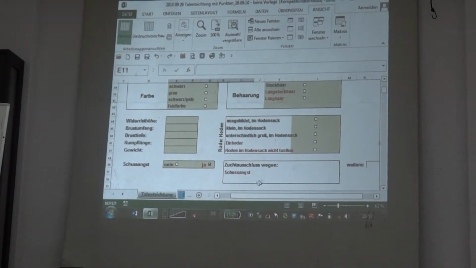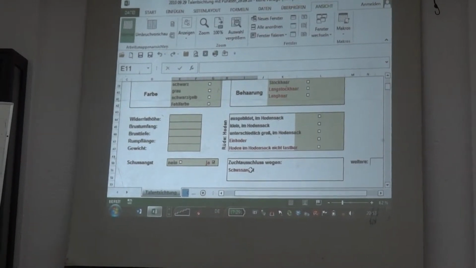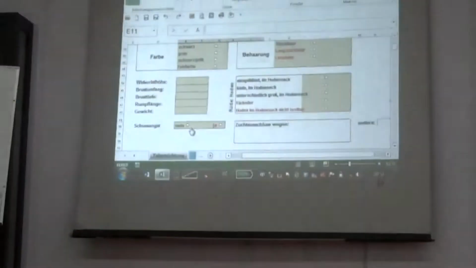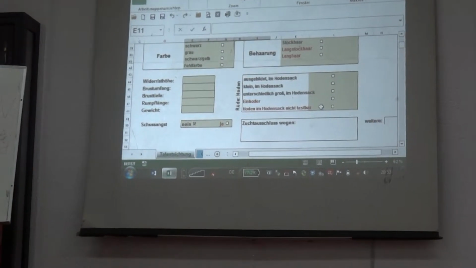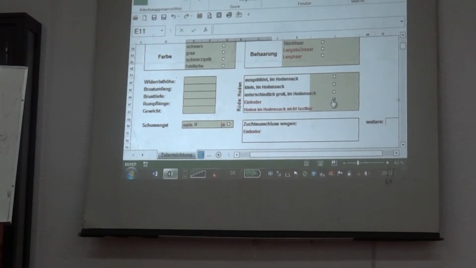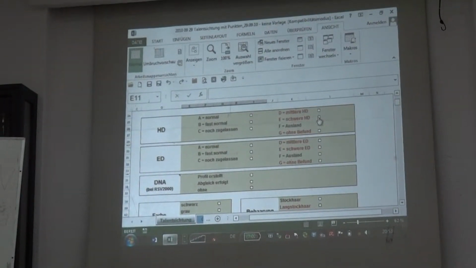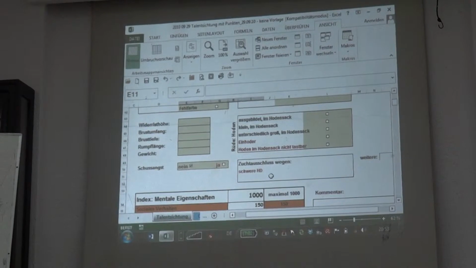Here is exclusion for the breeding. If it's a shy dog which is fearful by the gun, it's marked here. Or look at this. We mark here, this dog has only one testicle. Then it's not allowed for breeding. Okay? And this is a trick of the matrix. If you mark something which is not allowed, you see here, he has no good HD. Yeah? You find here, not allowed for breeding.